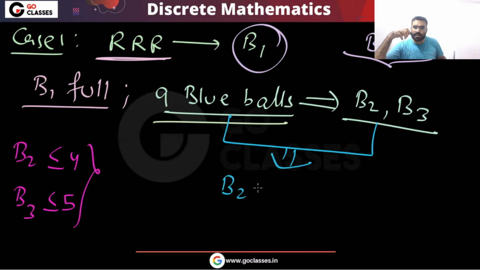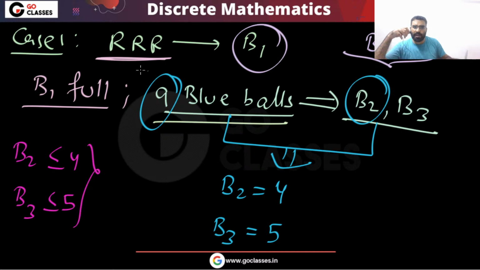The only possibility is B2 must have all 4. B2 must be full to capacity, and B3 must have its full capacity, because you have 9 balls. Think of 9 people: in this bus you can put at most 4 people, in this bus at most 5 people. So there are a total of 9 people. Then there is no choice.